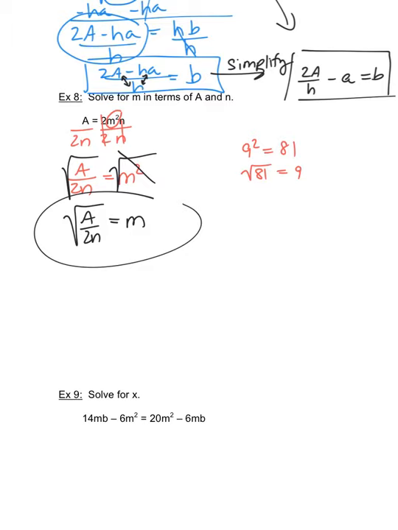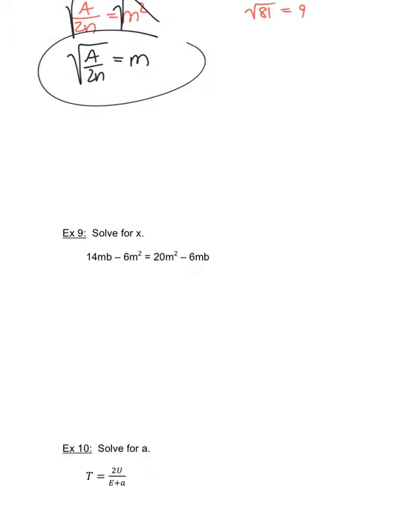Okay, I'm going to ask you guys to pause the video and try example 9. Example 9 should be easy, but at the end, remember to simplify. All right, so we're solving for x. Oh, actually, typo, we're solving for b. So hopefully you didn't pause the video for too long.